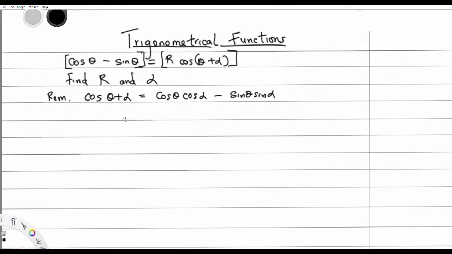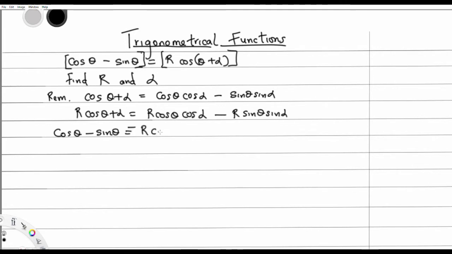Having known that, we can then say r cos(theta plus alpha) equals r cos theta cos alpha minus r sin theta sin alpha. Since this is it, we can then say cos theta plus sin theta is equivalent to r cos theta cos alpha minus r sin theta sin alpha, since we already established that these two are the same from the beginning, so we can say they are equivalent.